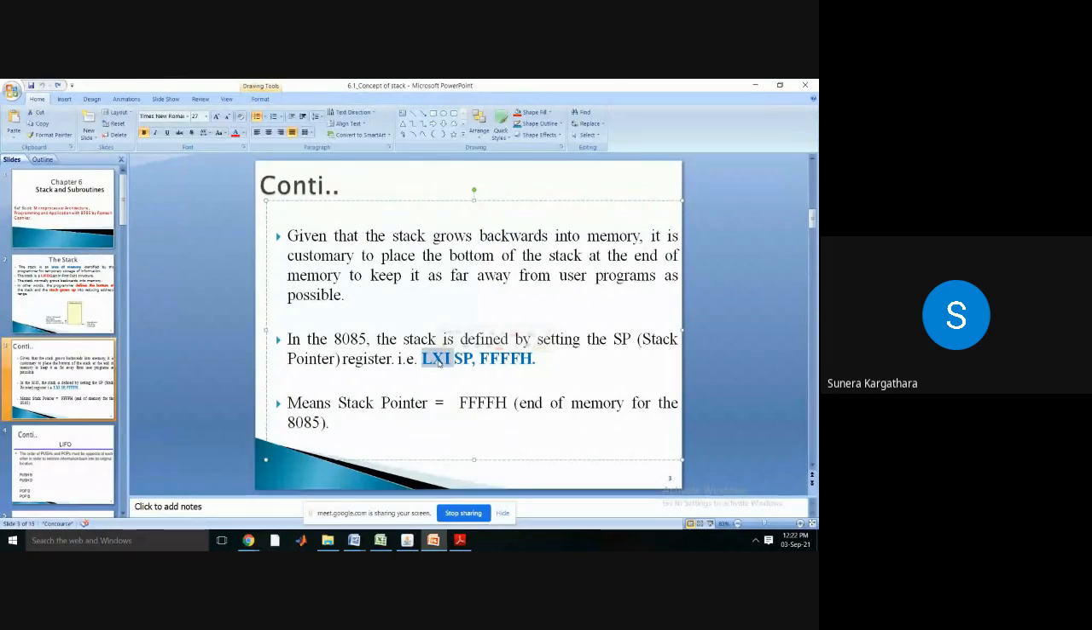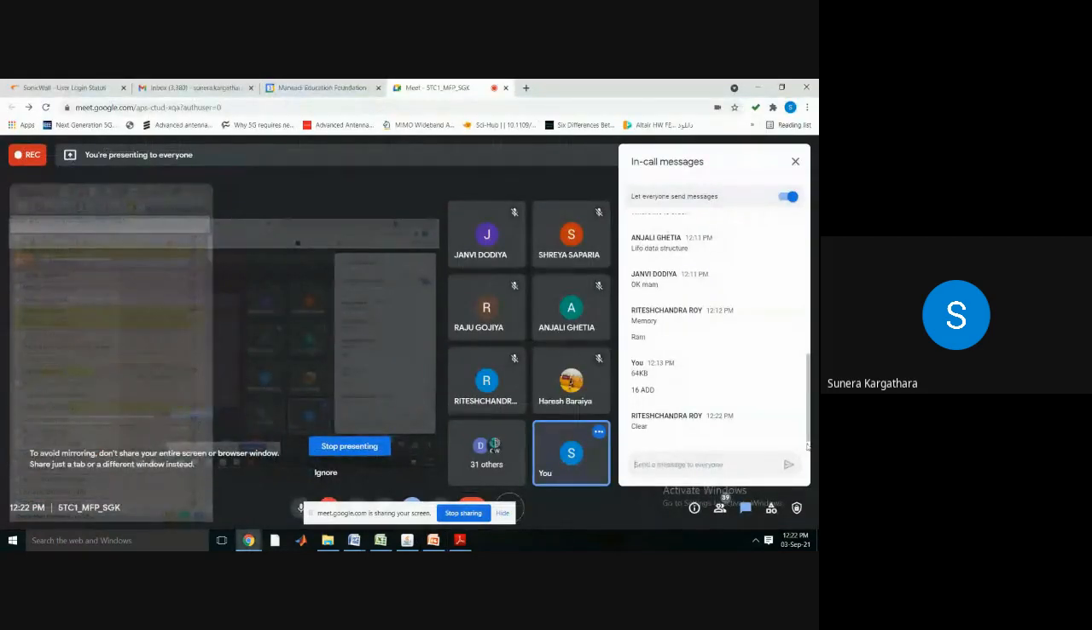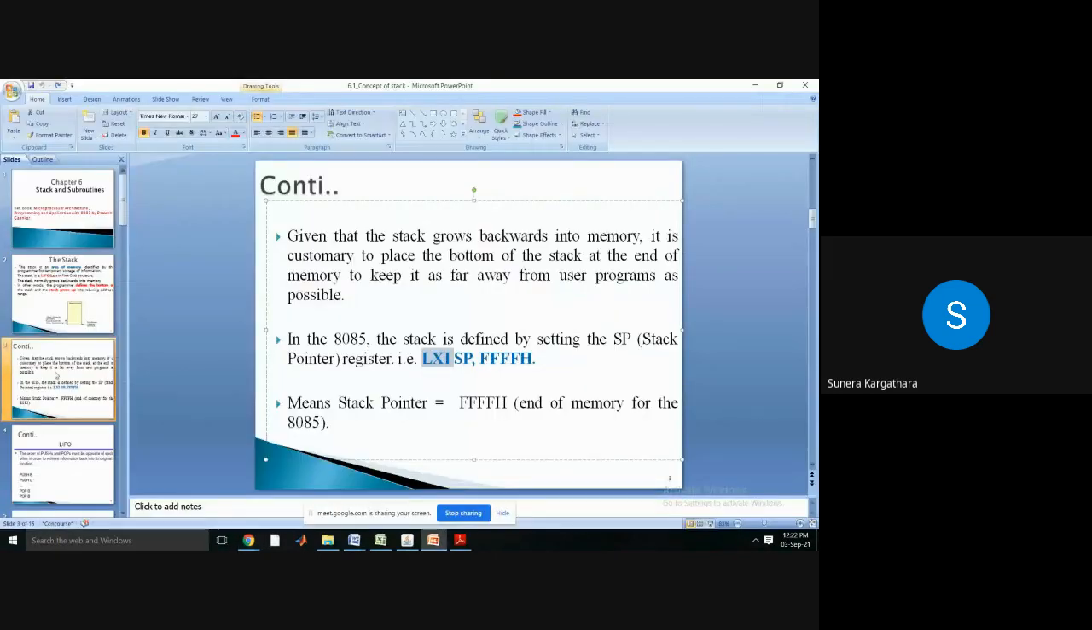Any doubt, student, up to here? In these two slides, in this discussion, any point that you want me to repeat? Anyone? Yes or no? Is it clear, everyone? Yes.